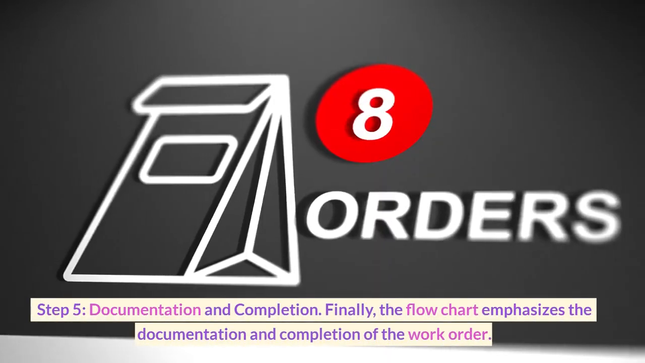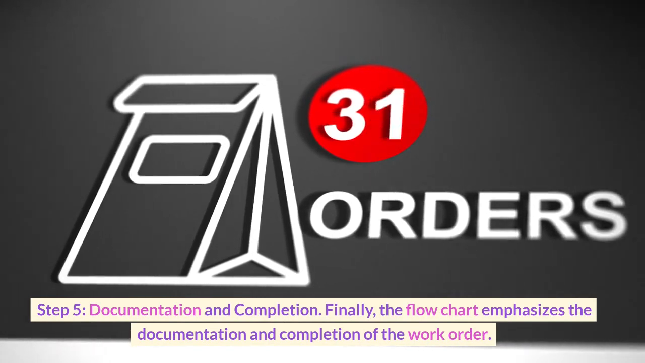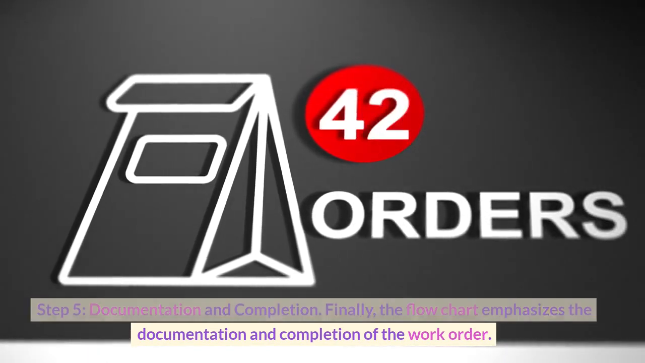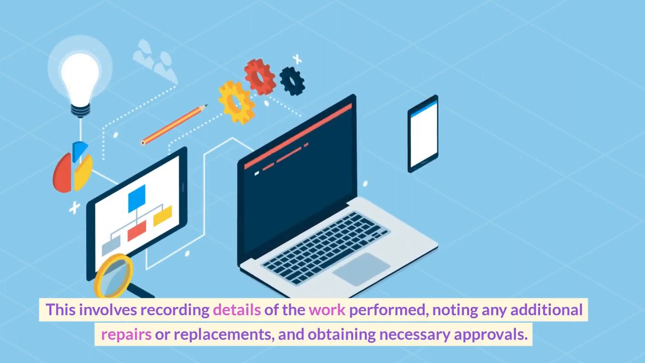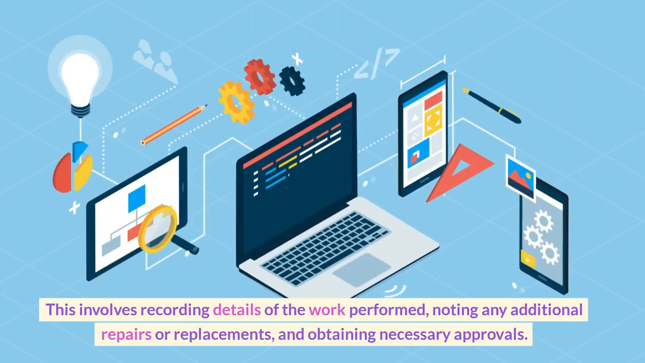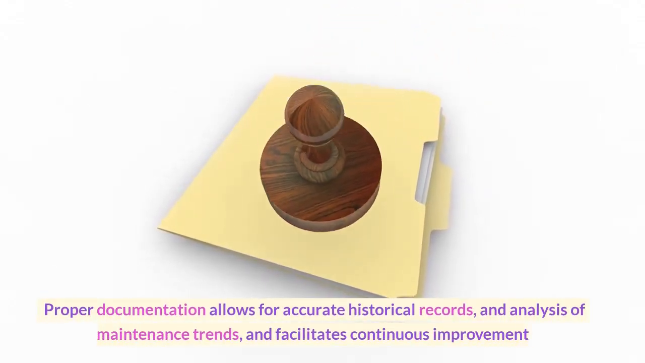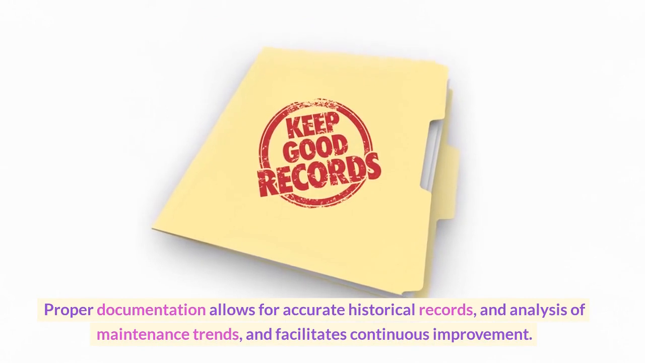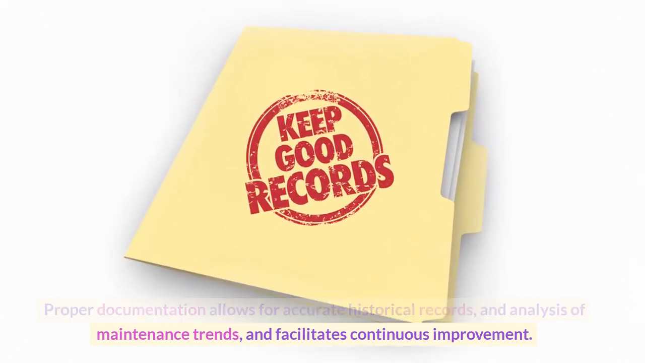Step 5. Documentation and completion. Finally, the flowchart emphasizes the documentation and completion of the work order. This involves recording details of the work performed, noting any additional repairs or replacements, and obtaining necessary approvals. Proper documentation allows for accurate historical records and analysis of maintenance trends, and facilitates continuous improvement.